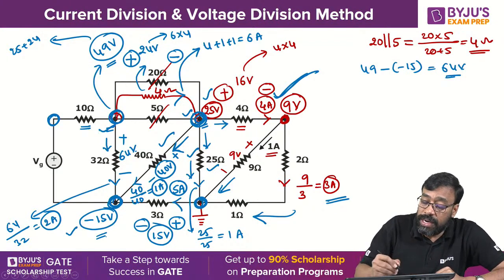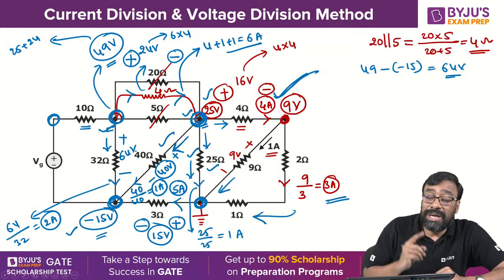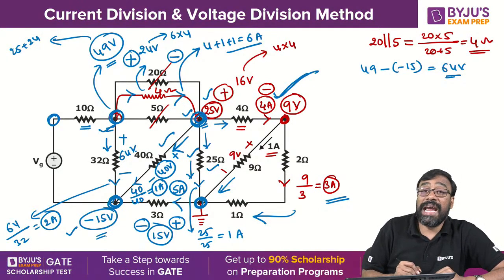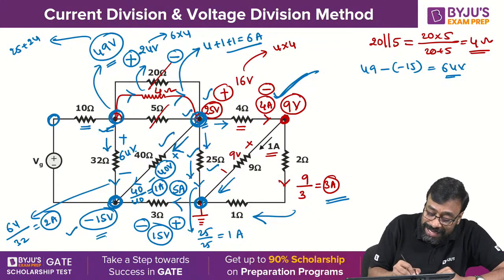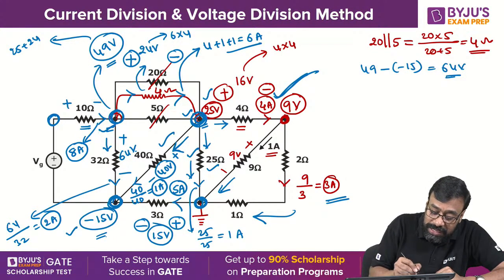Now, 6 amperes is leaving in the 4 ohm resistor and 2 amperes is leaving. Totally, how much is leaving? 8 amperes is leaving. Now, how much should enter here to satisfy Kirchhoff's current law? 6 plus 2, 8 amperes is supposed to enter. 8 into 10, plus minus 8 into 10, is 80 volts.